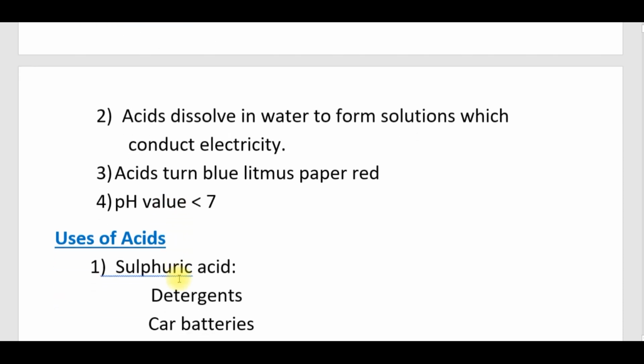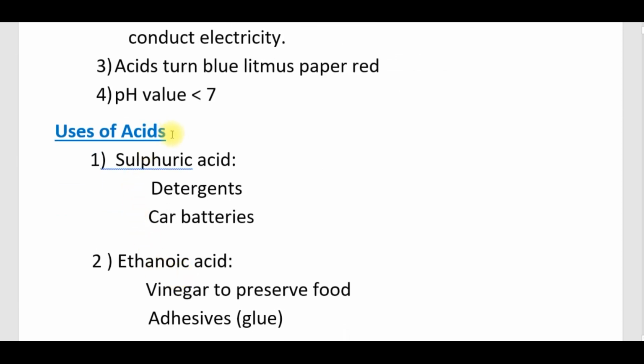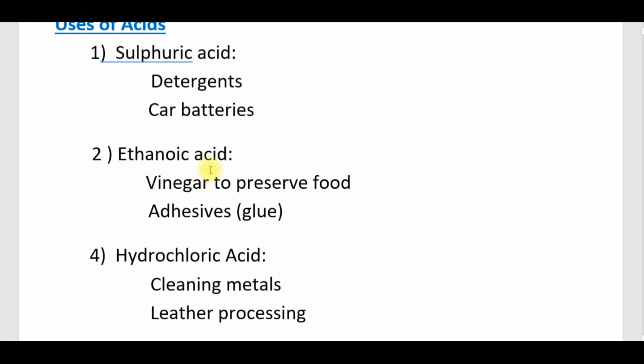And there are many uses for acids, and certain uses of certain acids are given here. The first acid is sulfuric acid. Sulfuric acid is mainly used in detergents or in car batteries. And the next is ethanoic acid, that means vinegar, used to preserve food.